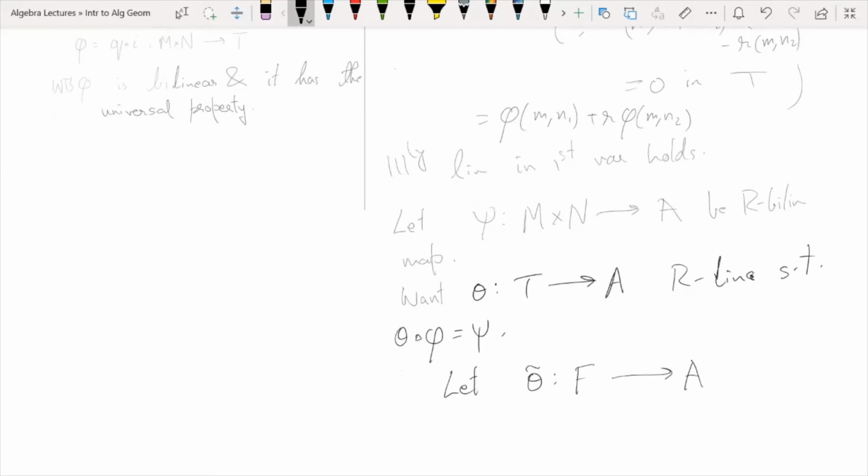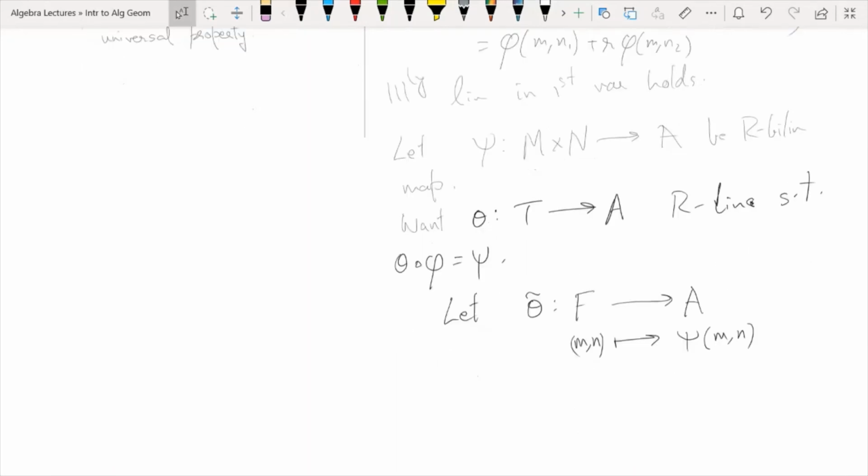F is a free module over M × N. So what we do is we declare where (m, n) goes for each (m, n) in M × N, and then it will determine what happens to every element of F. You just extend it linearly. So where should we send it? We want the diagram to commute with the C. So we send it to C(m, n).